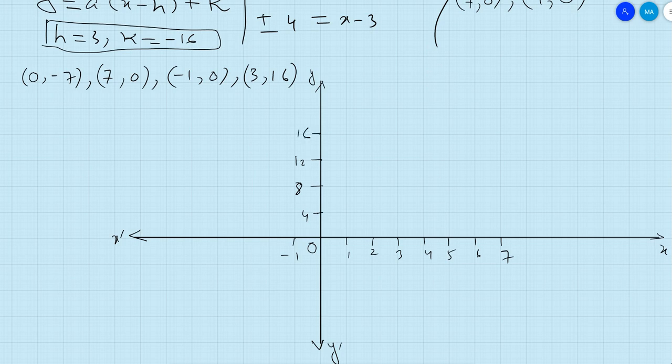Plot the first point. x is 0, y is -7. So -4, -8. So this is the first point. Then x 7 and 0, this one. -1 and 0, this one. And 3 and 16. This is 3 and this is 16. So leave the cross which is below the x-axis. Just join these 3 points.